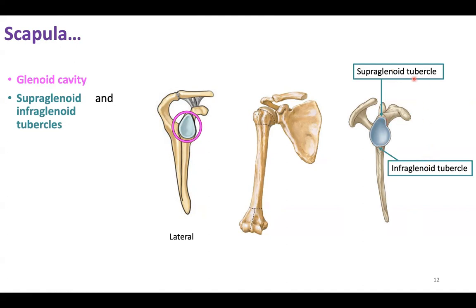So these are attachment sites for muscles. Supraglenoid is attachment site for biceps brachii muscle. So the long head of biceps brachii originates from supraglenoid tubercle. And infraglenoid is attachment site for triceps muscle. The long head of triceps originates from the infraglenoid tubercle. So on the lateral surface, we have a glenoid cavity, and we have supra and infraglenoid tubercles.